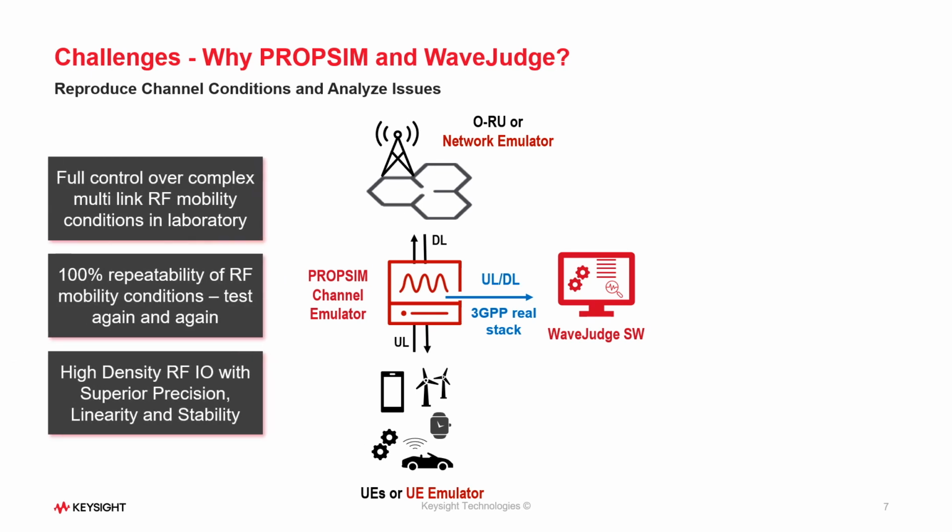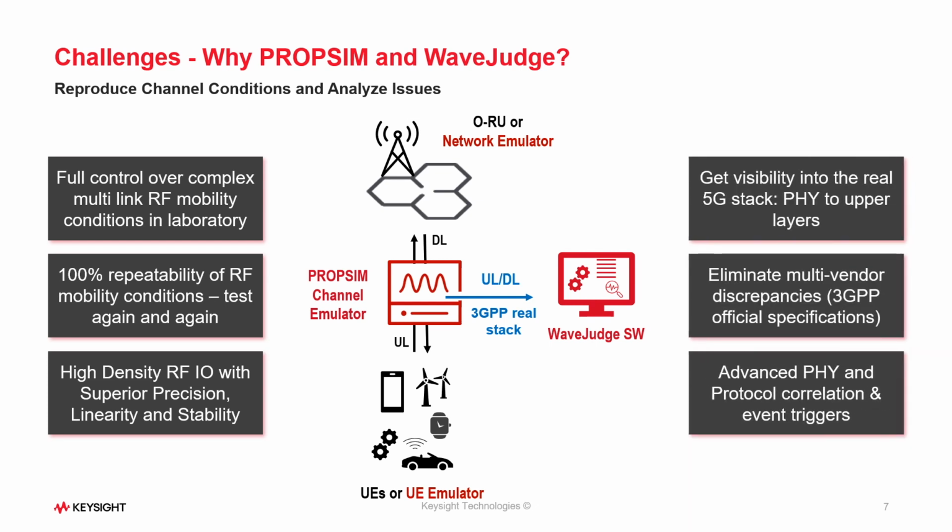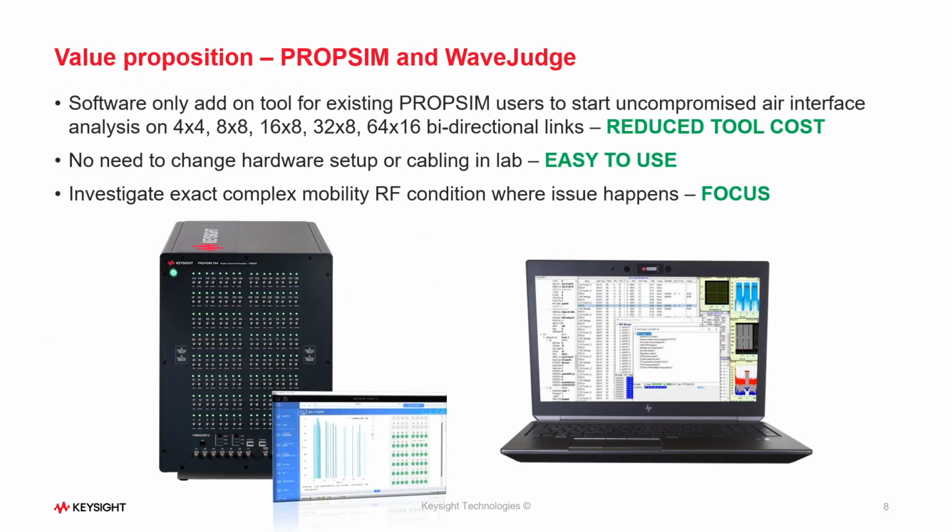PropSim can also capture the traffic between the UE and the base station, and here is where WaveJudge Wireless Analyzer is the perfect match, because it can import those captures and perform an advanced physical and protocol correlation. This way, we can get visibility into the real 5G stack and eliminate multi-vendor discrepancies, because it follows 3GPP official specifications.